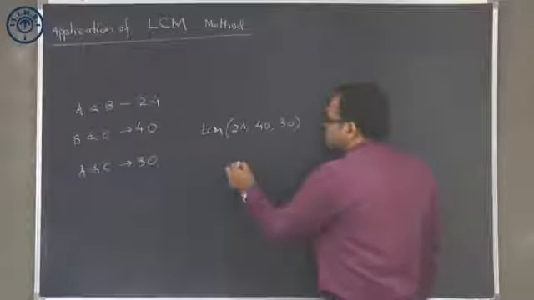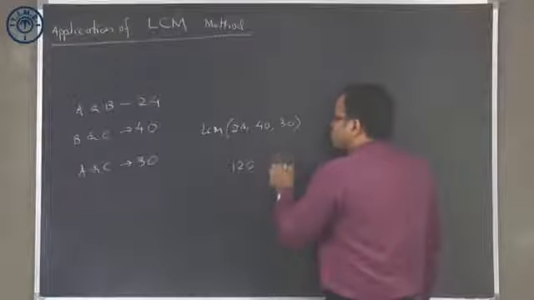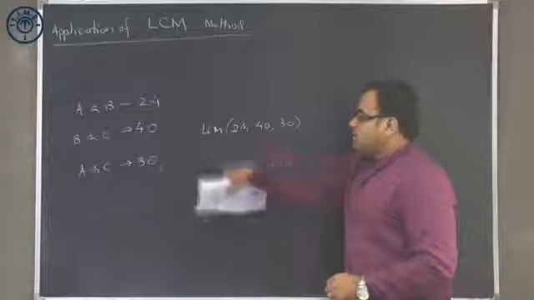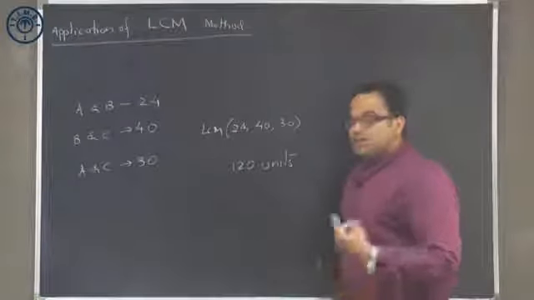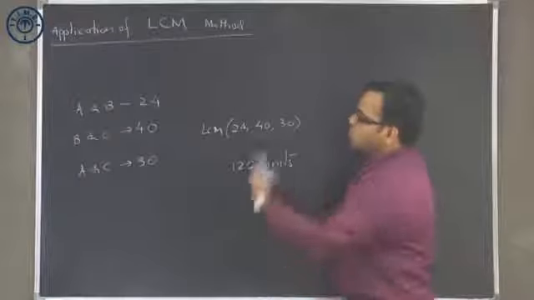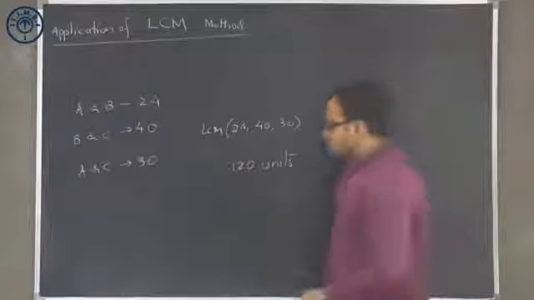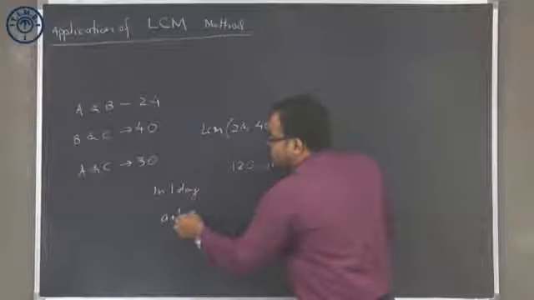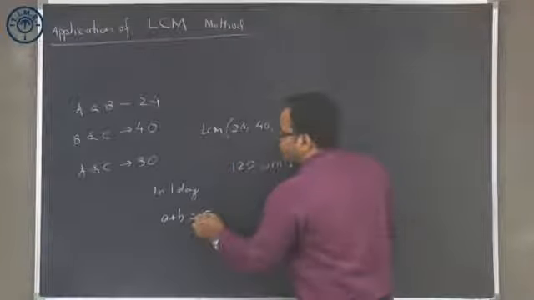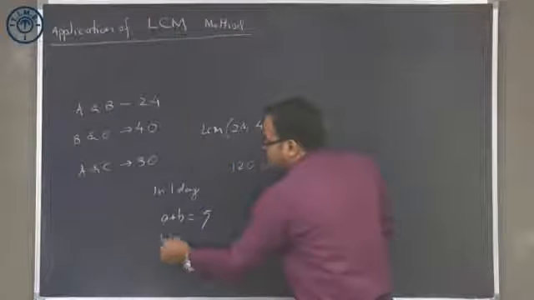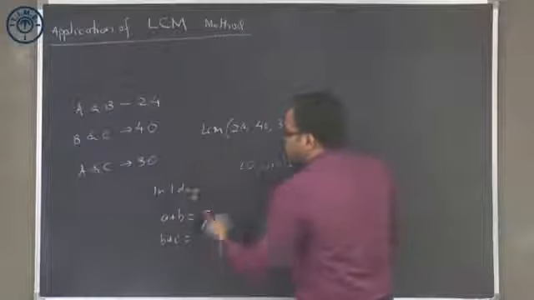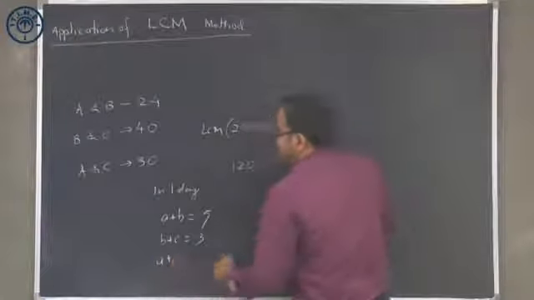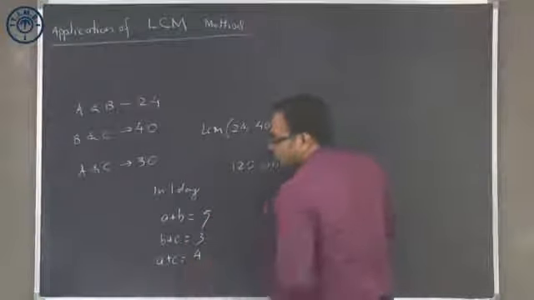If 120 is their LCM, let us say that the total work is 120 units. If total work is 120 units, A and B are taking 24 days. So together in one day, A and B will do 120 upon 24, 5 units of work. So in one day, A plus B will be doing 120 upon 24, 5 units of work. B and C, they will be doing 120 upon 40, 3 units of work. And A and C, they will be doing 120 upon 30, 4 units of work.